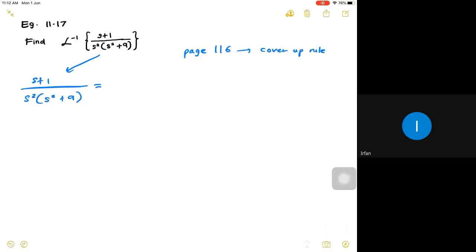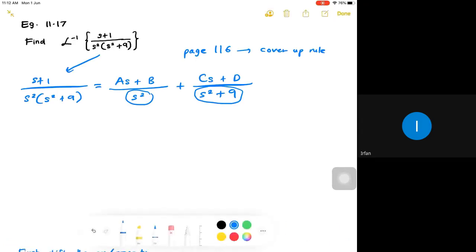So the formula should be like this. A over s plus b, if you want to make a smaller fraction, this is the formula, plus cs plus d over s square plus 9. The denominator at the bottom, we are the one who decide. So I want to separate this s square with the s square plus 9. That's why I have these two components.